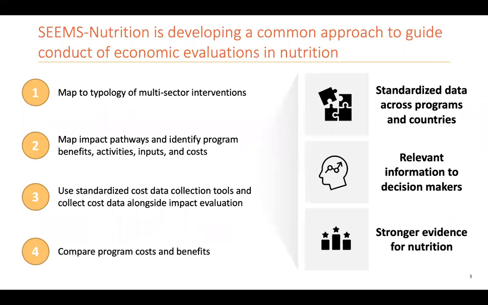SEAMS Nutrition has developed a common approach to guide the conduct of economic evaluations for nutrition, and it is comprised of four main stages. The first stage is to map the program to a standardized typology of multi-sector nutrition interventions. The second is to map the impact pathways, identifying the program benefits, list out all of the program activities, and identifying the input and costs that go into each activities.